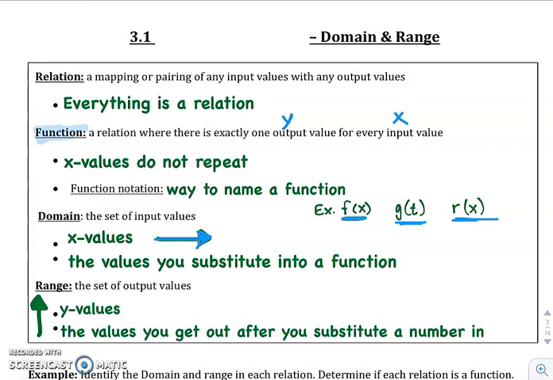So again, domain is your x, whereas range is going to be your y values. And on a graph, the range is going to be from the lowest point to the highest point because that's the direction y goes. It's vertical. X is horizontal. So the range is your y values, and they are the values you get after you substitute an input, or substitute a number, into the function.